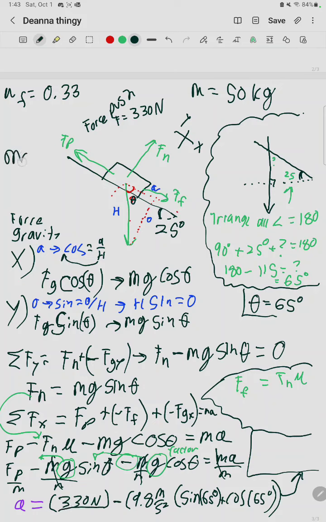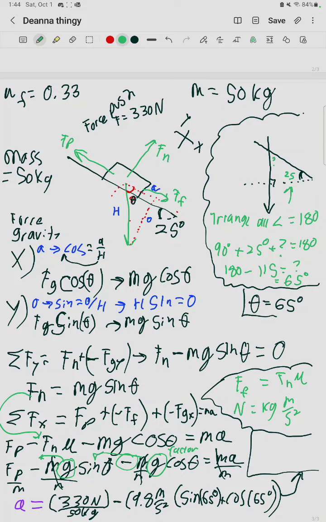Oh, the problem does say mass is equal to 50 kilograms. The reason I knew I was missing something was because we were doing newtons minus meters over second squared. And remember that a newton is equal to kilograms meters over second squared, so you can't subtract it from just meters over second squared. Divided by 50.